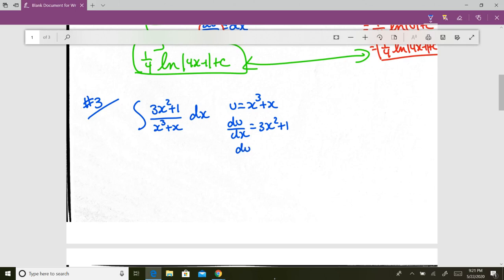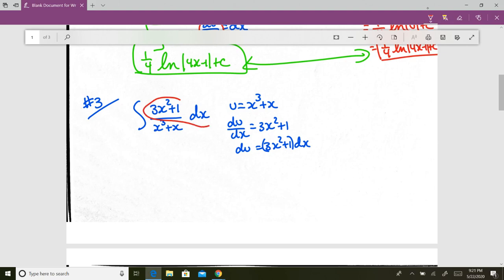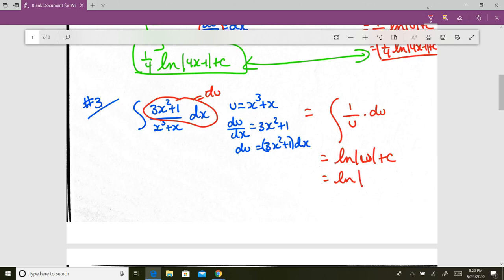Multiply the dx up top, and it matches perfectly in this case. So our substitution works because this whole thing is du. So the integral becomes the integral of 1 over u du. So it's the natural log of the absolute value of u plus c, and u is x cubed plus x. And there you go.